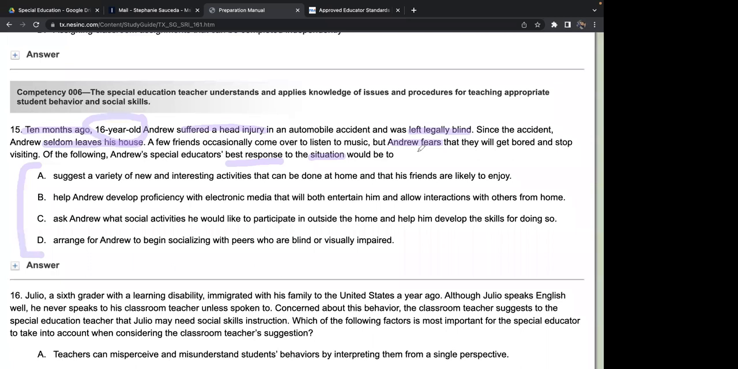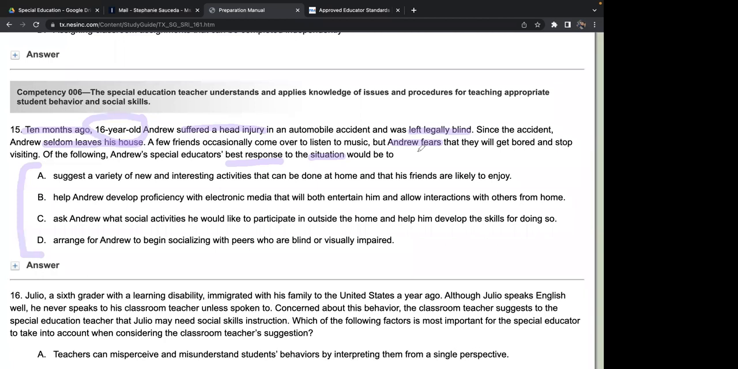A, suggest a variety of new and interesting activities that can be done at home and that his friends are likely to enjoy. B, help Andrew develop proficiency with electronic media that will both entertain him and allow interactions with others from home. C, ask Andrew what social activities he would like to participate in outside the home and help him develop the skills for doing so. D, arrange for Andrew to begin socializing with peers who are blind or visually impaired.